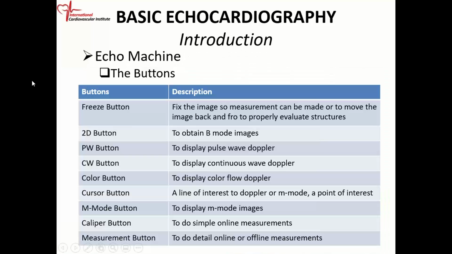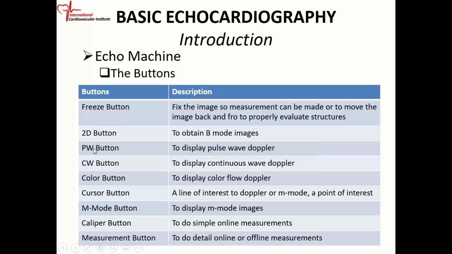So again, you have a freeze button. That button fixes the image, freezes the image. So you can do measurements and you can move it back and forth so you can properly evaluate structures. That's a freeze button. And again, the two-dimensional button, you're going to obtain your B mode image. That is the grayscale image. The image that you usually see of, say, the echo, that is what we call B mode. So you press the button and it shows you that.